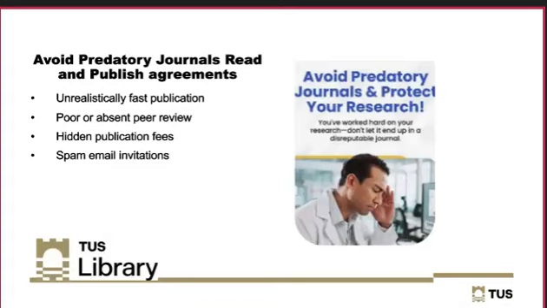Avoid predatory journals. To avoid them, these are the common denominators: unrealistically fast publication, poor or absent peer review, hidden publication fees, and spam email invitations. Predatory journals often imitate legitimate publishers while lacking proper academic standards. Always verify indexing, editorial boards, and transparency.